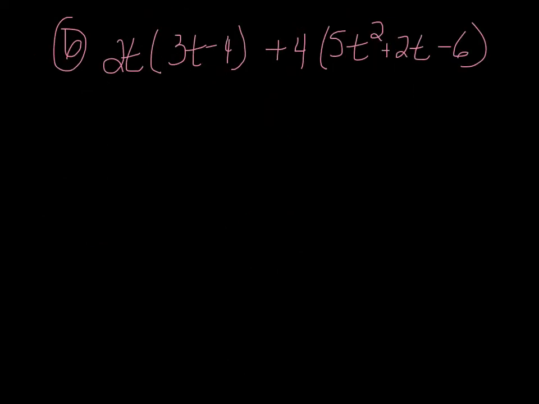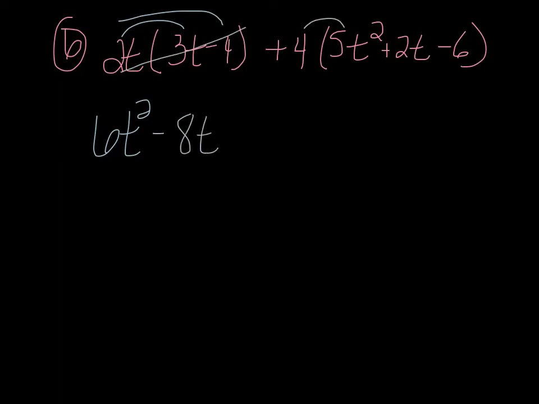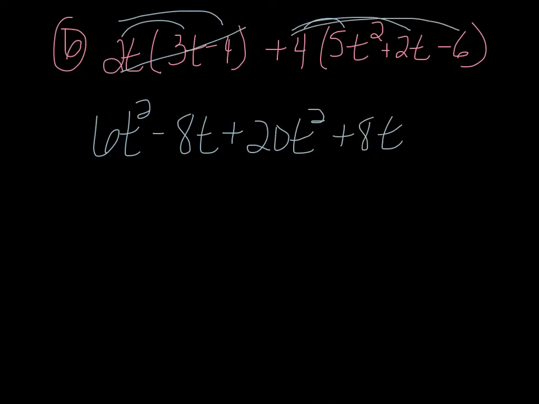Alright, last one. Distribute. This one has a 2, so we're going to have to distribute and combine. So this is 6t squared, 2t, negative 8t. That gets rid of that one. So now we need to distribute the 4. So this is 20t to the second plus 8t minus 24.